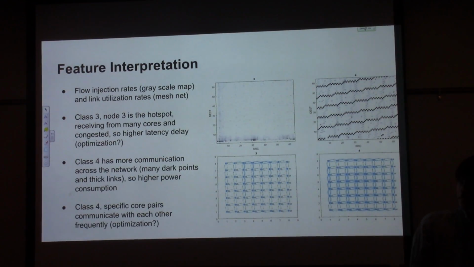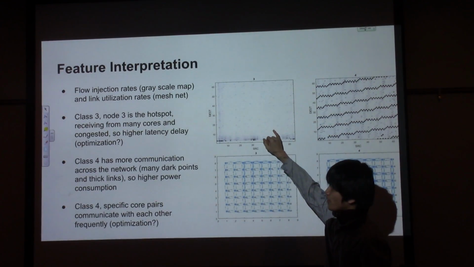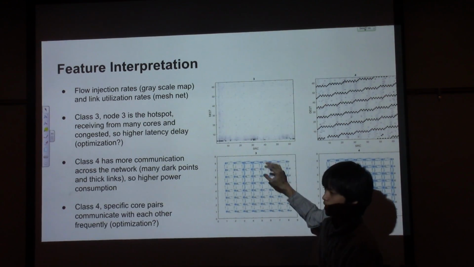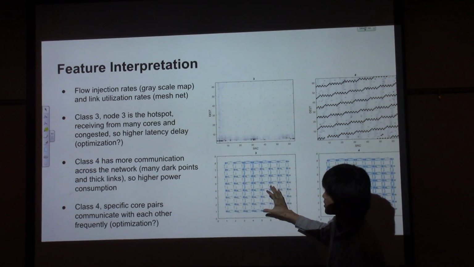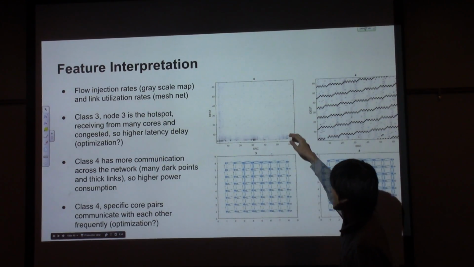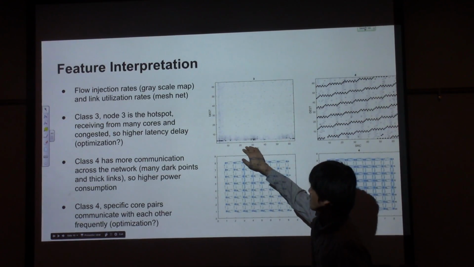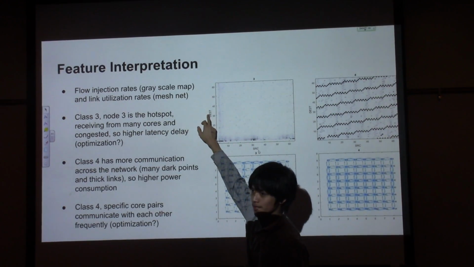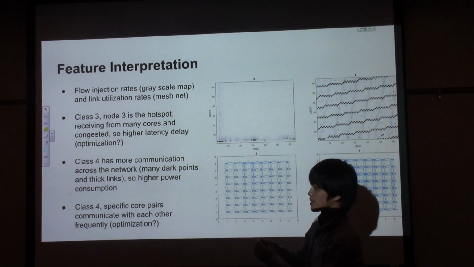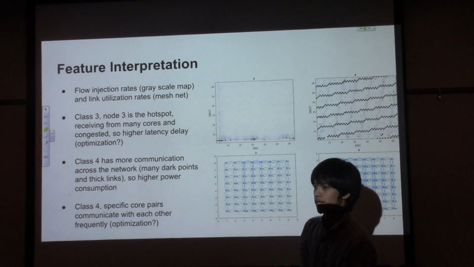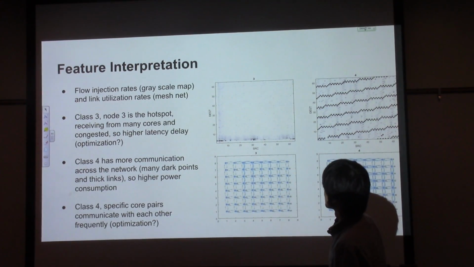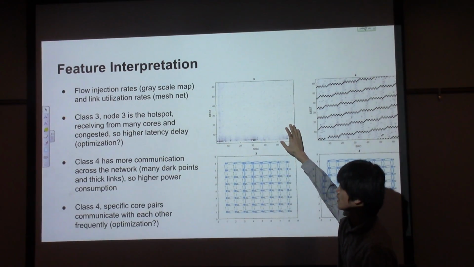For a better understanding, we visualize the flow injection rate as a grayscale matrix, and we also visualize the link utilization rate as a mesh diagram. Let me explain a little bit about this. The x-axis is the source, and the y-axis is the destination node. The darker the square is, the more communication happens from the source to the destination node. So let's look at class 3's graph.